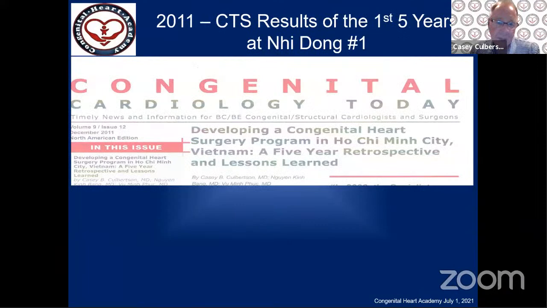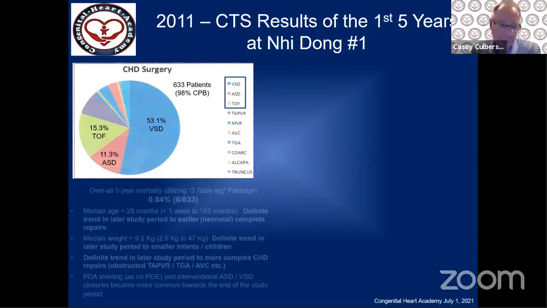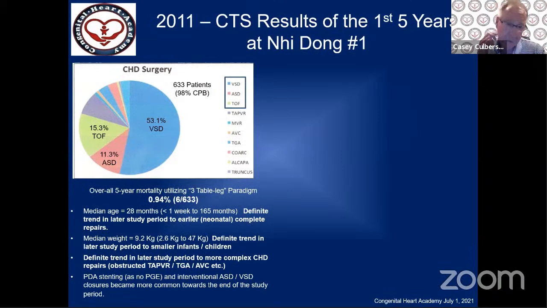So what are the results of all this? In 2011, we published our first 5 years in Congenital Cardiology Today. 633 patients, 98% were on bypass. The big three were VSD, ASD, and tetralogy of Fallot. Our overall 5-year mortality using this 3-table paradigm was less than 1%. The median age started at 28 months, but the children got much younger as time went by. Median weight was 9.2 kilos. They got much lighter as time went by.